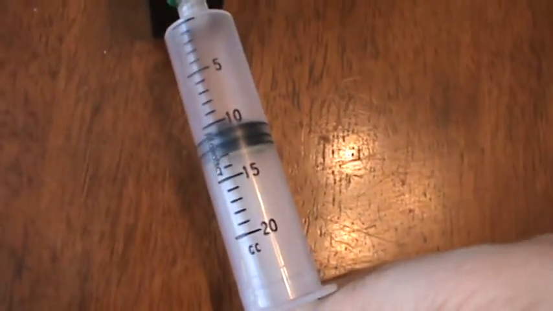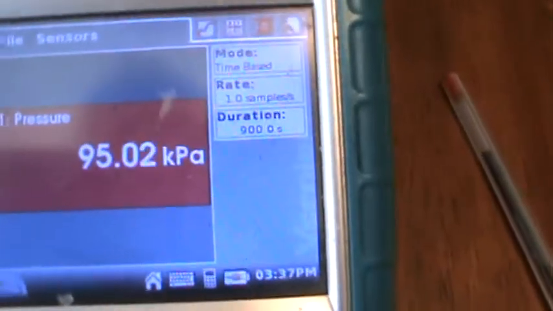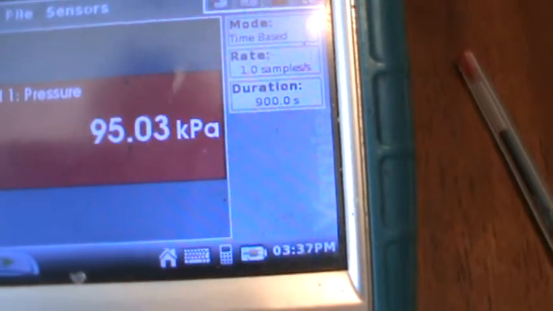Now I have to try to pull on the syringe. I've pulled the syringe out, so I'm increasing the volume, and so our pressure is going down. Now I'm at 11, so 11.8 milliliters is 95.0.